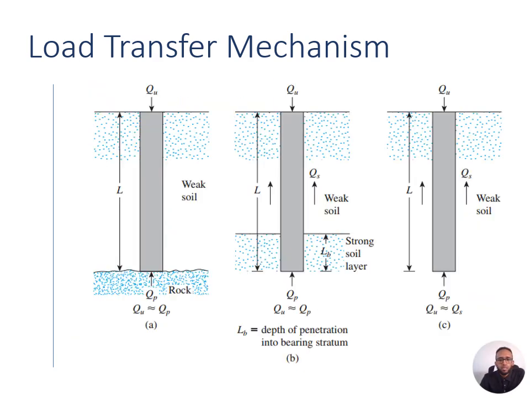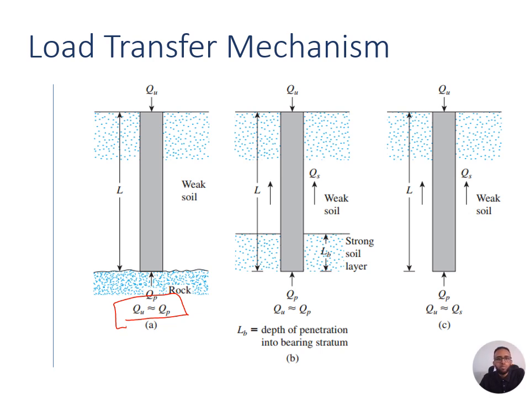Saying this, as you can see here from the previous figure in our slide, this illustrates how complex the load transfer mechanism is in a pile foundation system. For example, in case A, the pile is embedded in weak soil with rock at the base, so that most of the time Q ultimate is equal to QP, so that we call this end bearing pile system.